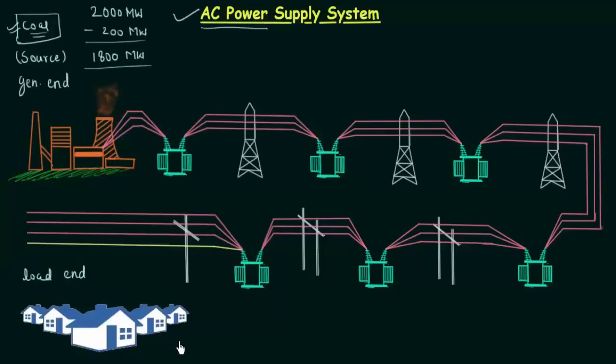Can we construct them near the load? We cannot construct a nuclear power plant near the load because we are producing the electricity from the nuclear fission process, and to perform the nuclear fission we require radioactive material.